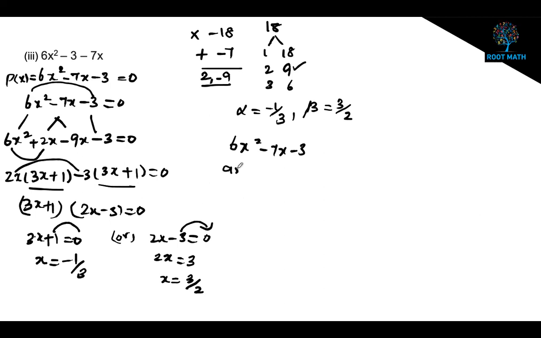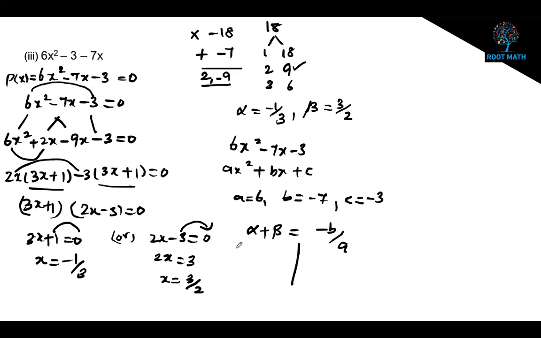and compare with the general expression ax squared plus bx plus c. Your a value is 6, b value is negative 7, and c value is negative 3. Now, first relation: alpha plus beta is equal to minus b by a. We'll check on it. Alpha plus beta, so negative 1 by 3 plus 3 by 2.